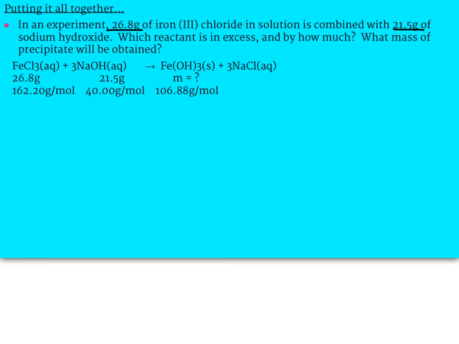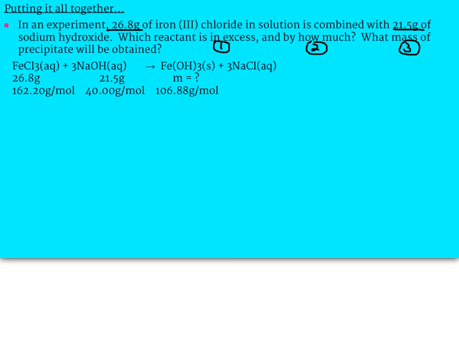It's asking us, number one, which reactant is in excess? Number two, by how much is it in excess? And then number three, which mass of precipitate, which means the solid that's being produced in the reaction, will be obtained. So we're going to do them in order. We're going to do number one, which reactant is in excess, first.